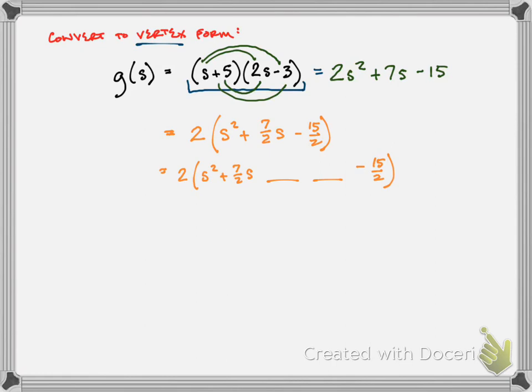Now, I need to take half of b, again, half of b, square it, add it, and subtract it. So half of b is 7 over 4. Squared is 49 over 16. So add, you always add first, subtract next.